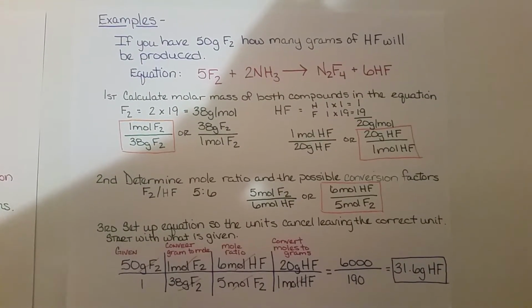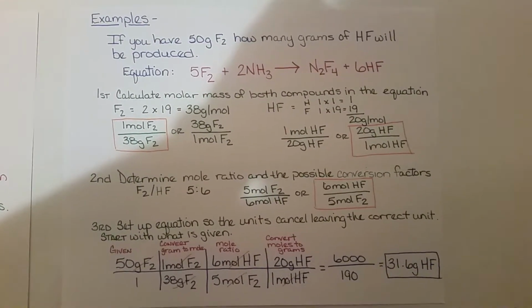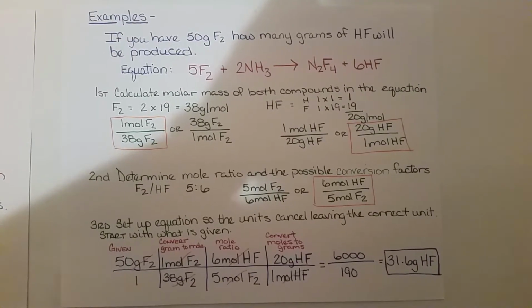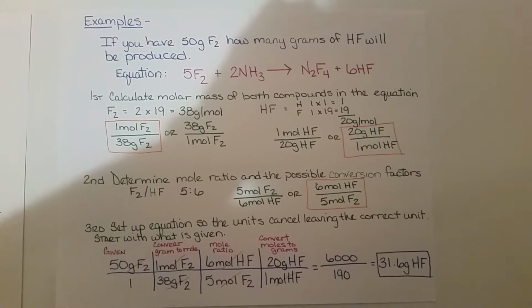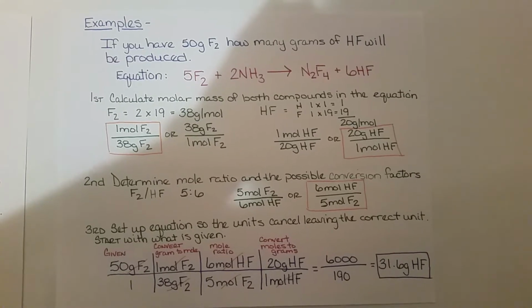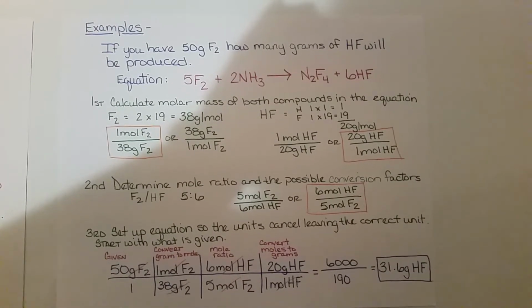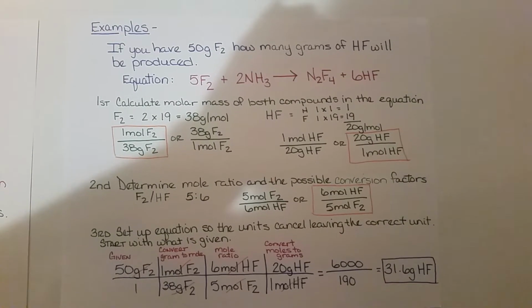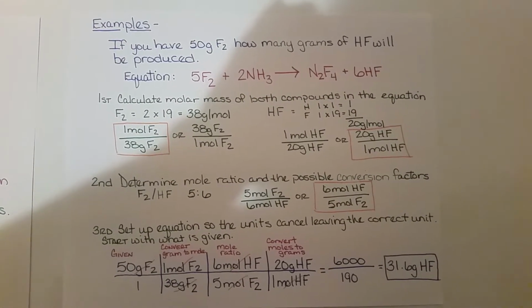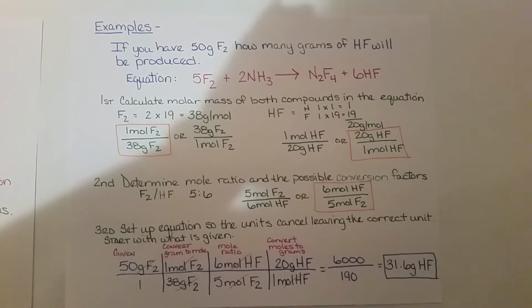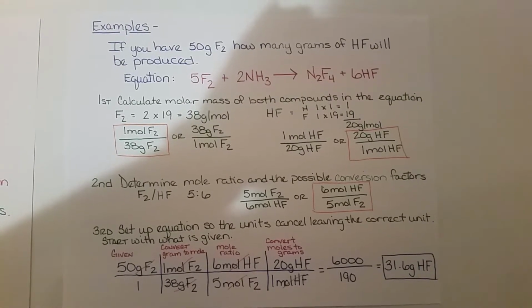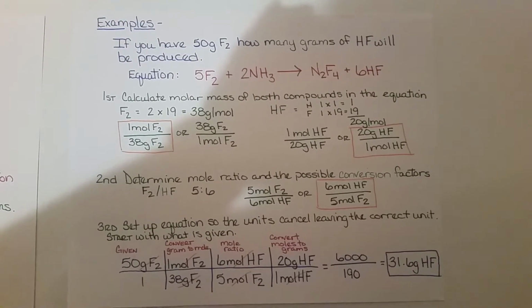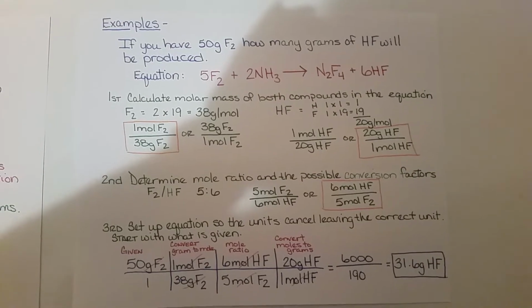Okay, so we're going to go through a couple examples. Both examples are going to use this equation here: 5 moles of F2 plus 2 moles of NH3 yield 1 mole of N2F4 and 6 moles of HF. Now your first question is, if you have 50 grams of F2, how many grams of HF will be produced?